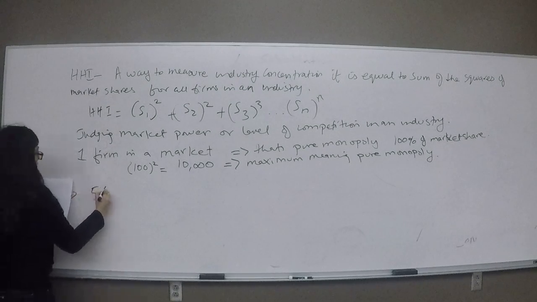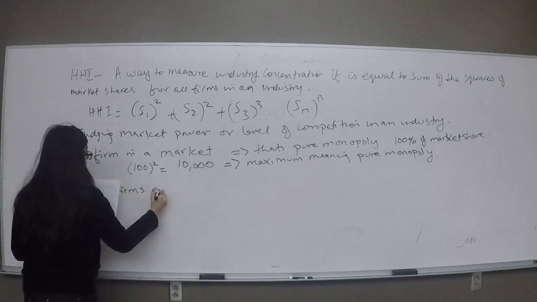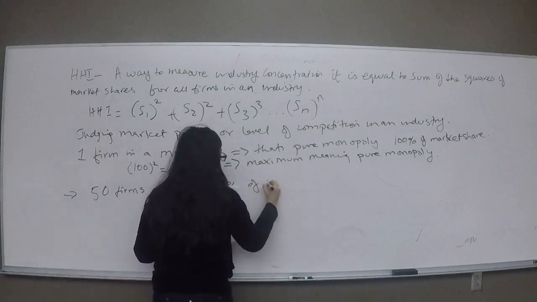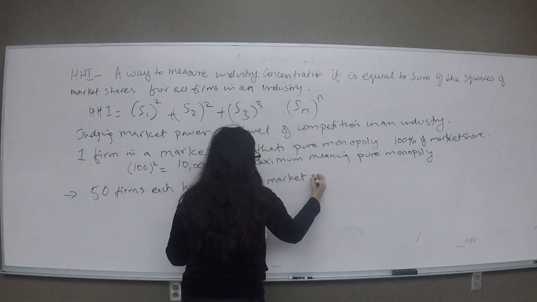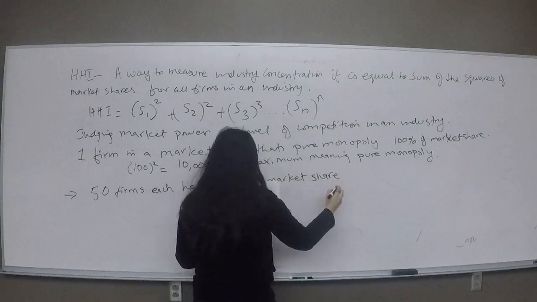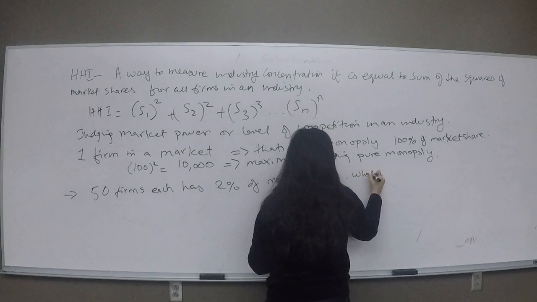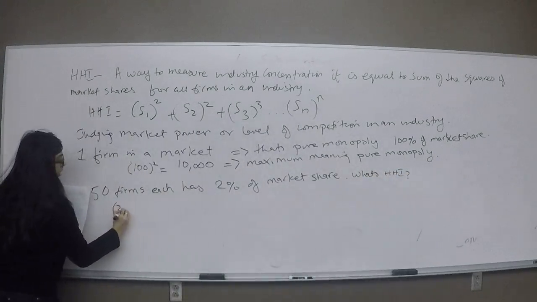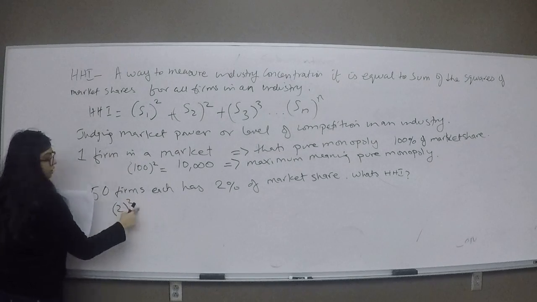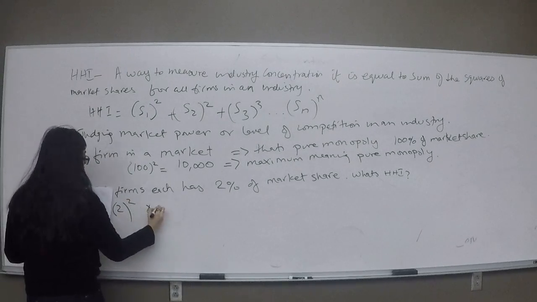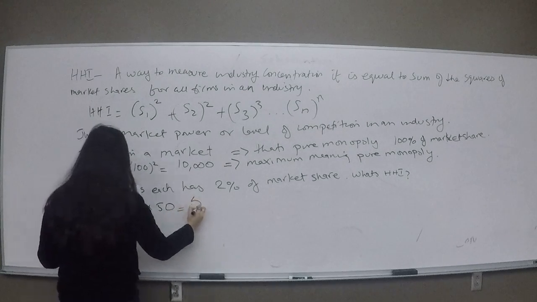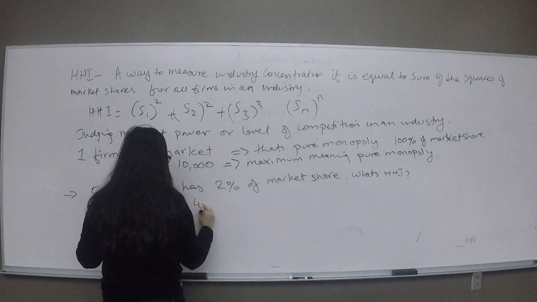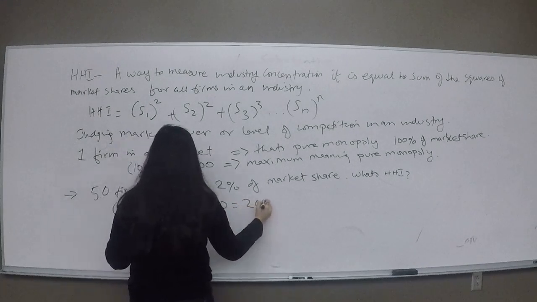So 50 firms, each has 2% of market share. What's the HHI for them? Well, each firm has 2% market share, so 2 squared, times 50 of them. So that is 4 times 50, that is 200.